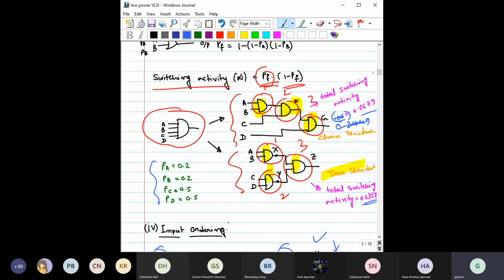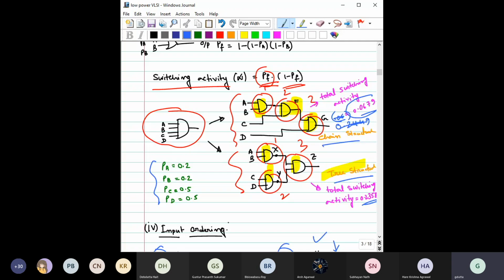right? So this is the chain structure and this is the tree structure, right? Here you see the activity. The activity is 0.06. See here the activity is 0.23, right? Here for this tree structure, the activity is much higher. So that means the power dissipation is much higher for this.